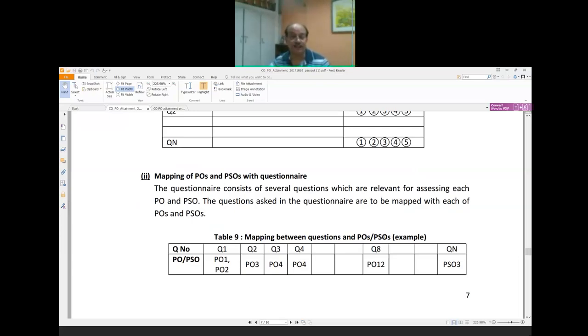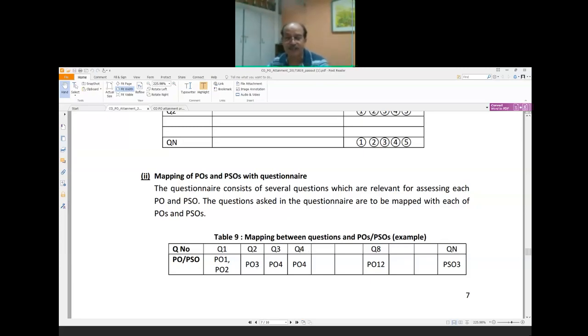Now, whatever questions we ask, let's say we ask N questions, we map them with the POs and the PSOs. Let's say question number 1 is mapped to PO 1 and 2, question number 2 is mapped to PO 3, and question number 3 is mapped to PO 4. There's no hard and fast rule there. You have to think about which question, in your opinion, maps to one of the POs or the PSOs.